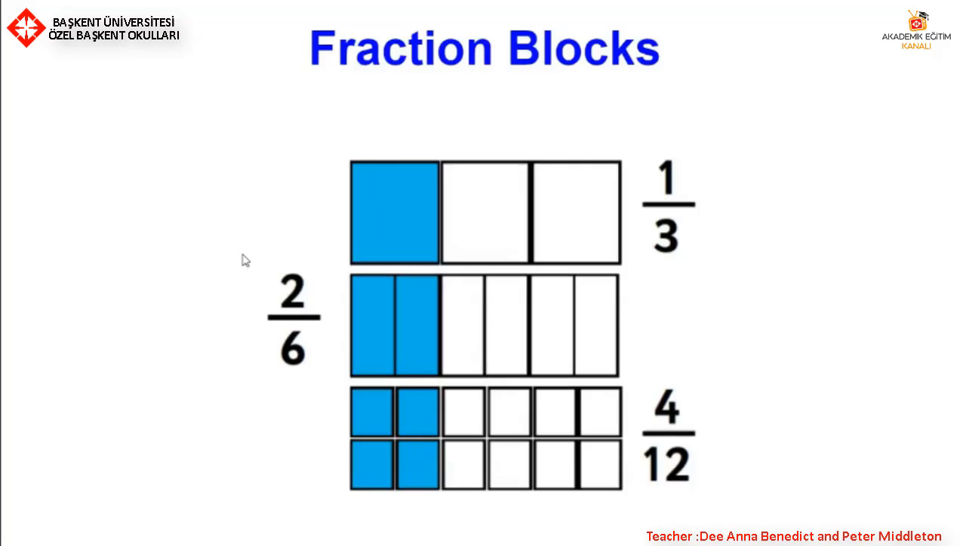Here we have fraction blocks, and in the blue you have the number on the top, and then at the bottom is the color in white. So you can see for 1/3 there's 1 blue block, and that's at the top, and in total there's 1, 2, 3 blocks. So there's 1 blue block out of 3.